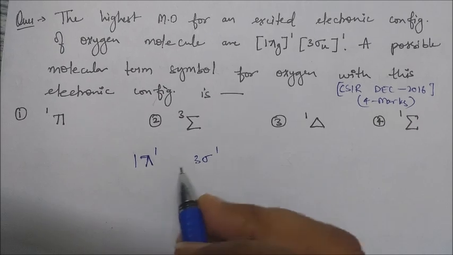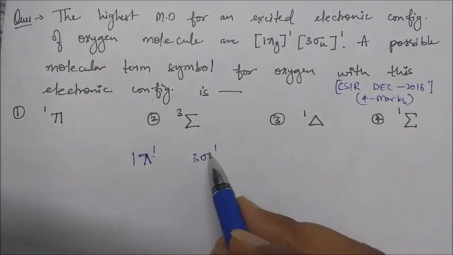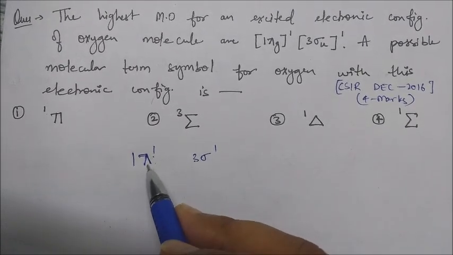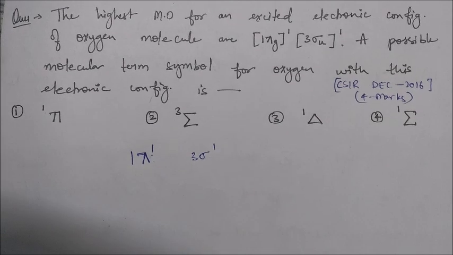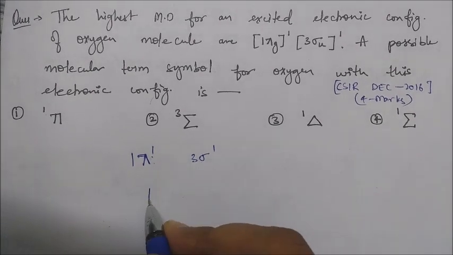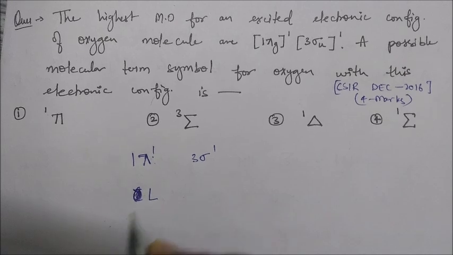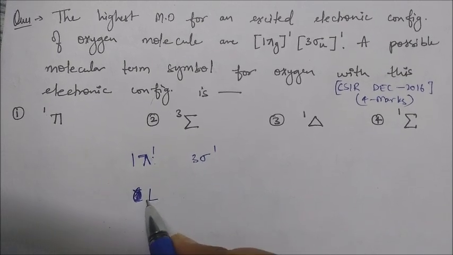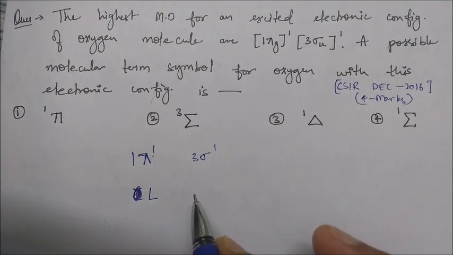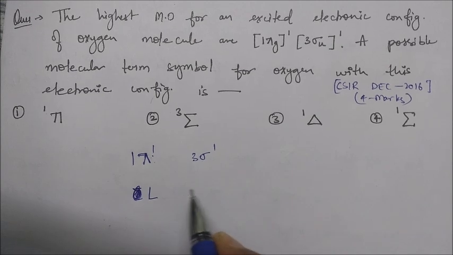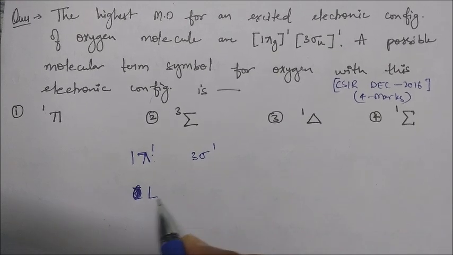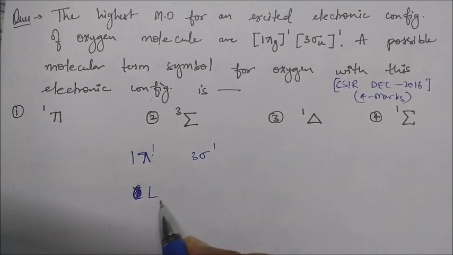So two electrons are there, one lies in pi orbital and one lies in sigma orbital. So to find out the value of L, means the total angular momentum, I am not writing sigma so that you won't get confused. The L value means the total angular momentum quantum number value, which I have already also denoted with lambda.